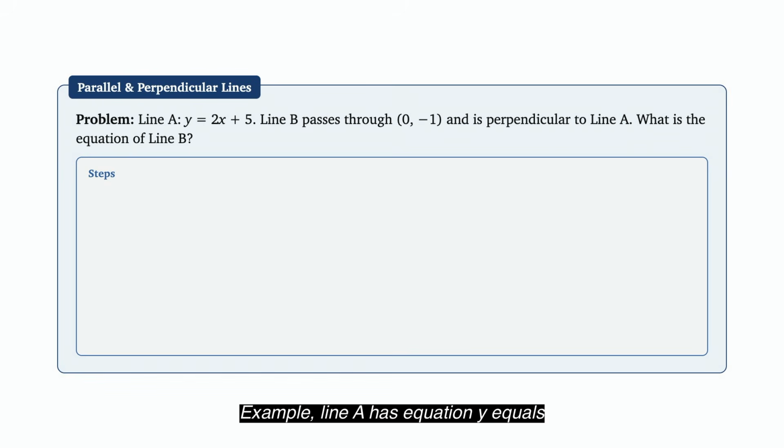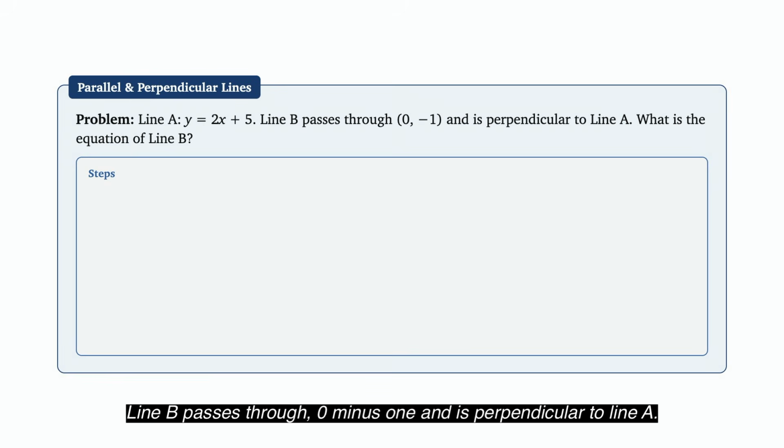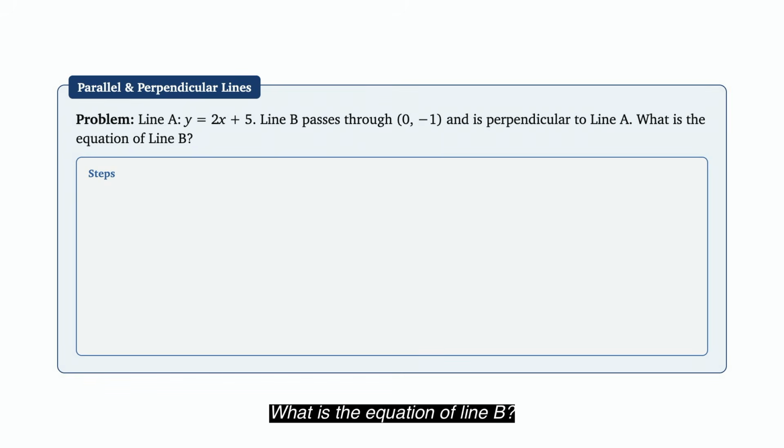Example, line A has equation y equals 2x plus 5. Line B passes through (0, -1) and is perpendicular to line A. What is the equation of line B?